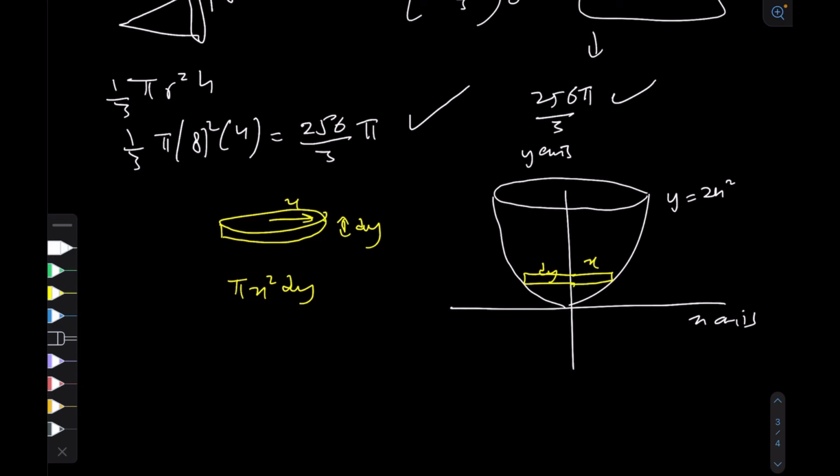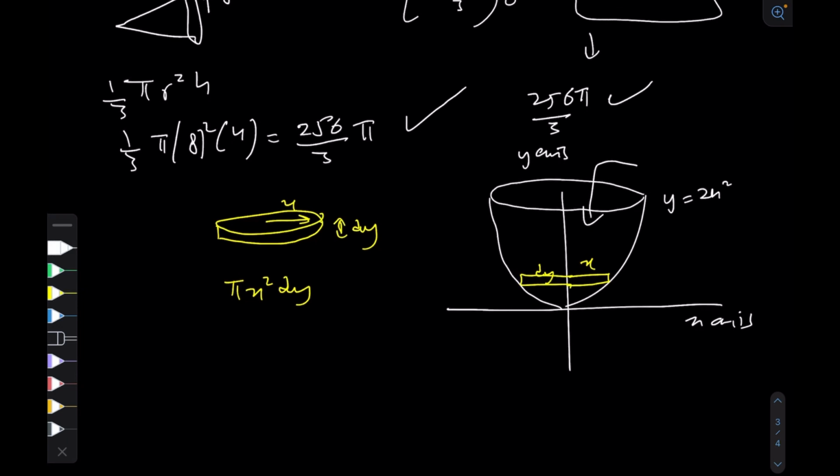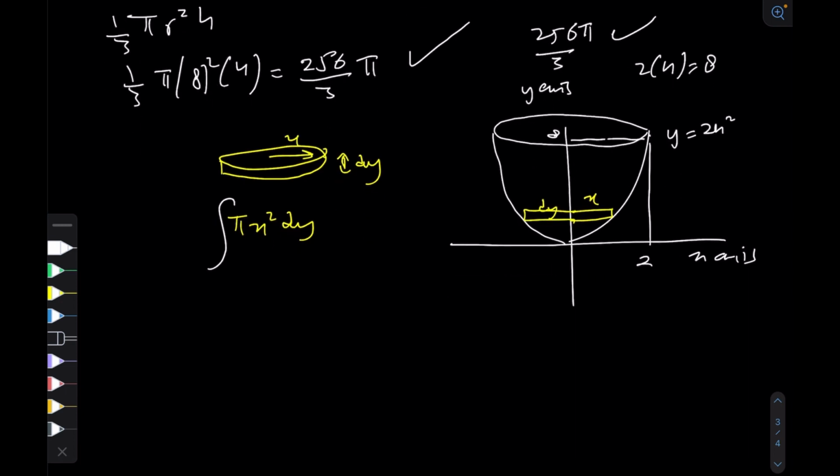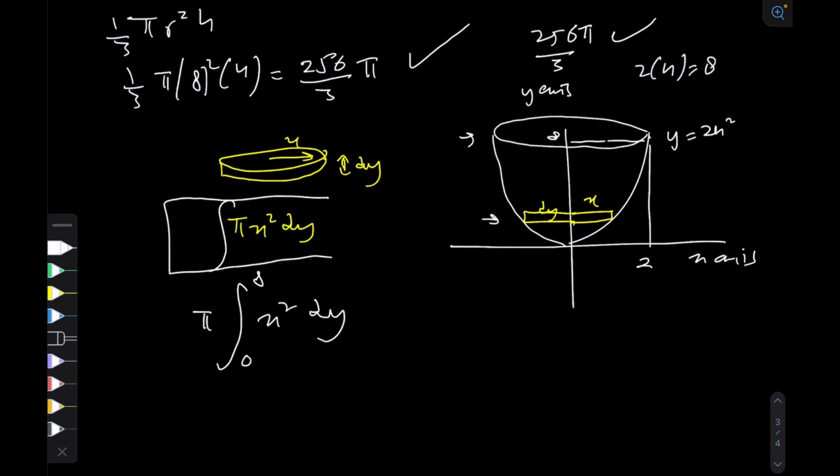If I have to find it for the whole of this, I will have to sum up all of those. So let's say this is 2, so 2 times 4 will be 8, and this will be 8. Let's say I want to find the volume of this. What I would need to find is the integral from 0 to 8, keeping the y limits, pi x squared dy. And generally, if you're rotating around the y-axis, this is your formula, pi multiplied by the integral of x squared dy. So as we did at the start of the video, let's make x the subject.